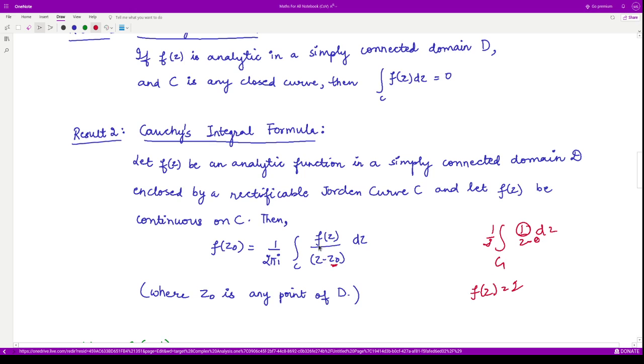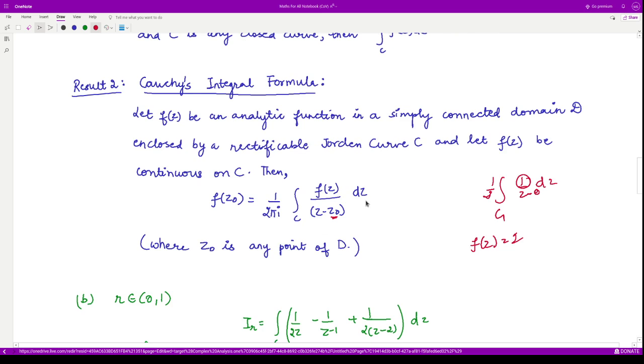So you see how we can calculate this value, but before that we just rewrite this formula like this. It would be the integration over C of 1 upon z minus z naught dz, that would be equal to 2 pi i into f of z0, right?